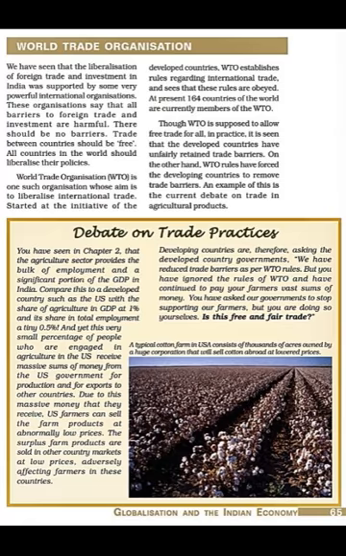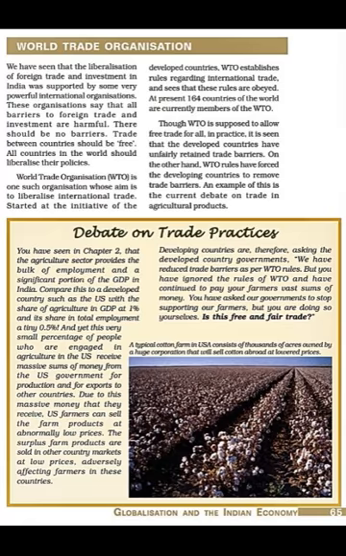All the countries in the world should liberalize their policies. They should lose all the restrictions. WTO is one such organization whose aim is to liberalize international trade. It was started at the initiative of developed countries. WTO establishes rules regarding international trade and sees that these rules are obeyed. Now nearly 164 countries of the world are members of the WTO. Though WTO is supposed to allow free trade for all, in practice developed countries have unfairly retained trade barriers. And to us, the WTO is saying that you have to liberalize your economies, go for free trade, and open up your economies.